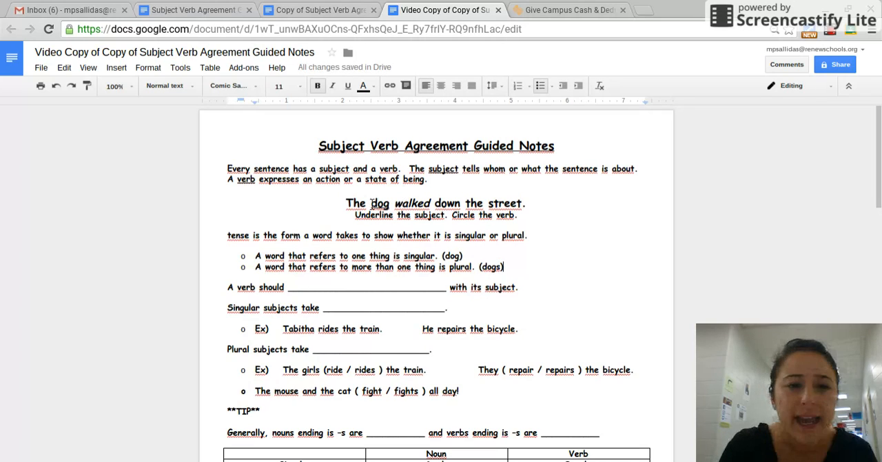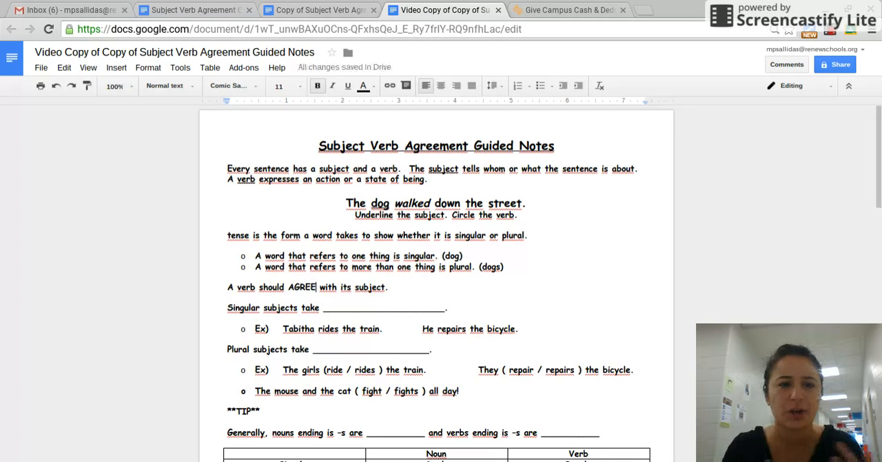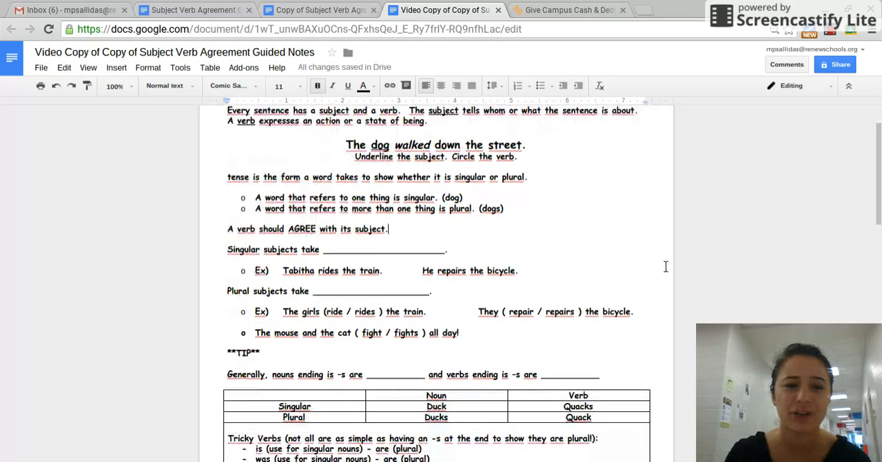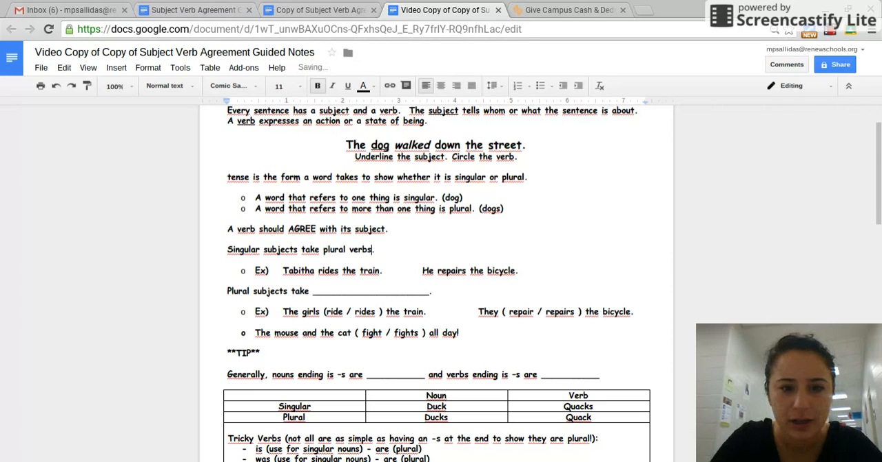So when we have a subject of a sentence and the verb for it, the verb should always agree with its subject. So what does that mean? It's actually kind of a tricky rule. If the subject is singular, then the verb needs to be singular. Plural subjects take plural verbs. Kind of tricky.